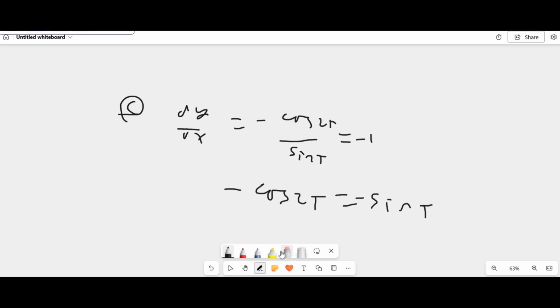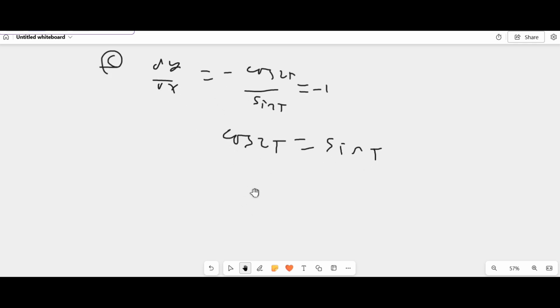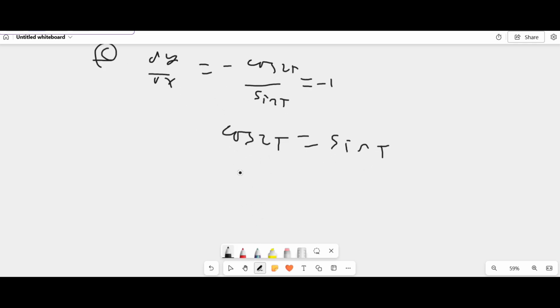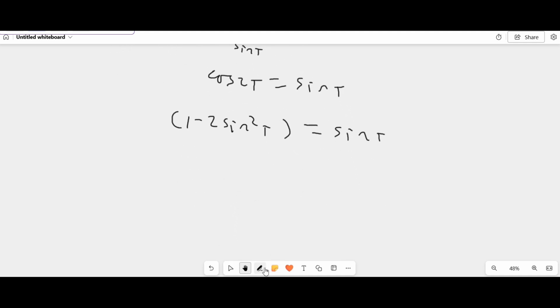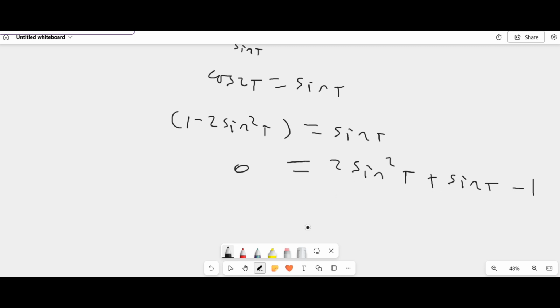negative sine t as well, but then the negative cancels, so you just get that and that. Obviously, you know what to do here. We're going to need sine on both sides, so change this cos 2t using the double angle formula. 1 minus 2 sine squared t is the double angle formula for cos 2t. It's equal to sine t. And then add that to that side. That's going to be 0 is equal to 2 sine squared t plus sine t minus 1, yeah?